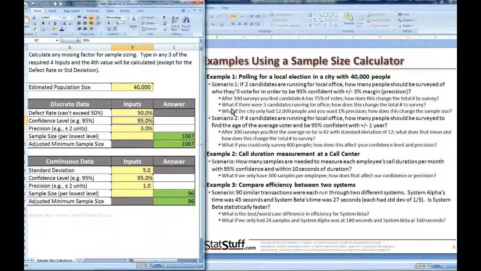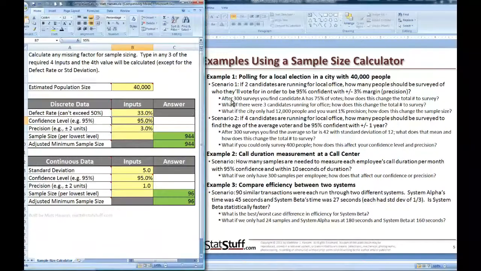Now let's extend the sample a little bit further. What if there were 3 candidates running for office? How does that change things? Well, if there are 3 candidates for office, what we said was candidate A has 75% of the votes. Well, if there were 3 candidates for office at the very beginning, we could do 1 divided by 3 as 3 discrete values and plug in 33%.